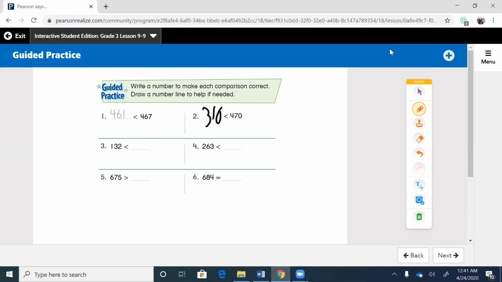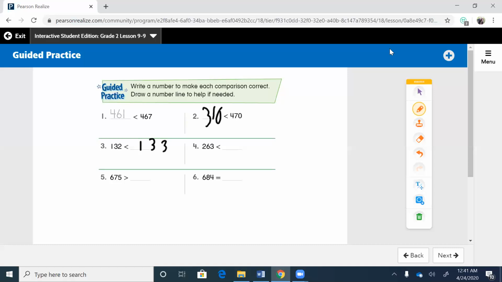Let's look at number 3. I see 132, and I notice that the alligator is not eating anything, right? So that's a less than symbol. So we need to find a number that's bigger than 132. Let's just go one more, 133. Now that reads 132 is less than 133.